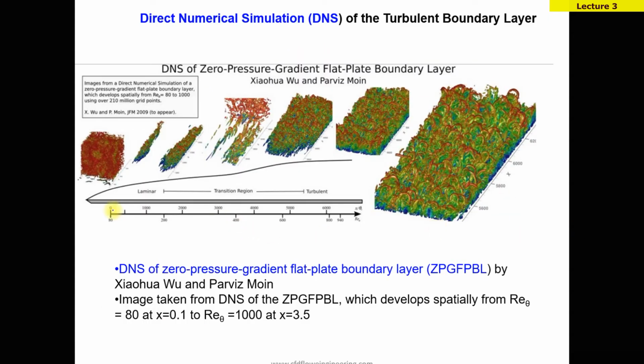And we can see this is a DNS simulation of a laminar boundary layer. This is the edge of the boundary layer. It is a time average. Please note this is not an instantaneous value. This is the laminar region, and this is the transition region. In transition, we can see some fluctuation in the turbulent flow. Then we can see larger turbulent structures and more fluctuation.